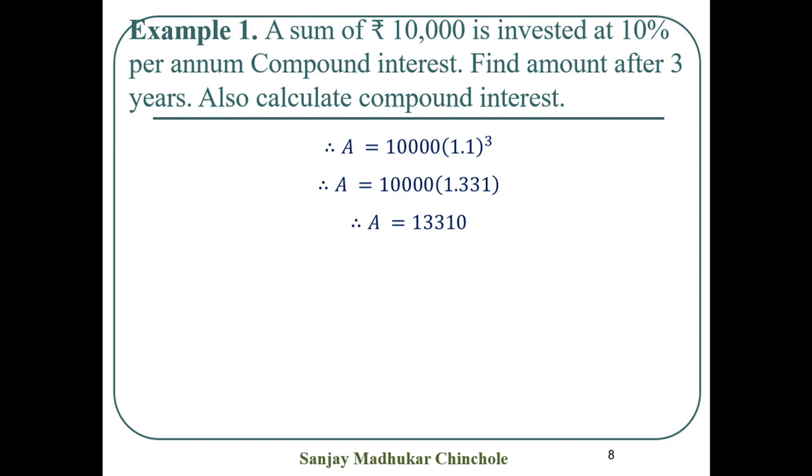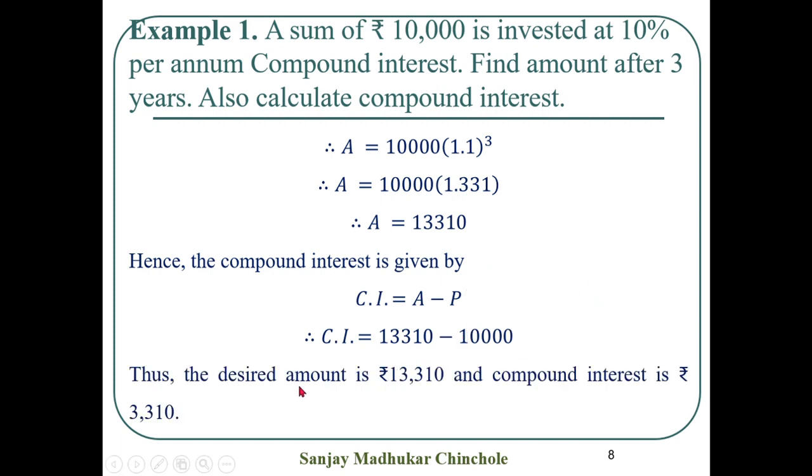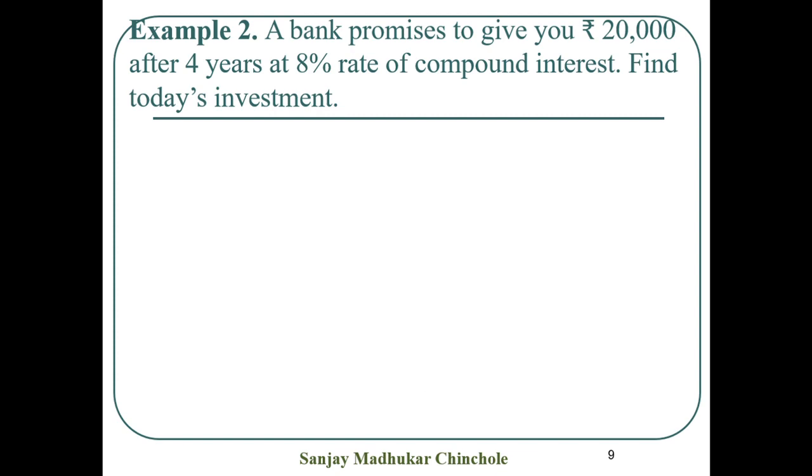When we subtract the principal from this amount, we will get the pure compound interest after 3 years. So the compound interest is equal to A minus P. It is equal to 13,310 minus 10,000. So the compound interest is 3,310 rupees after 3 years, while the desired amount is rupees 13,310.